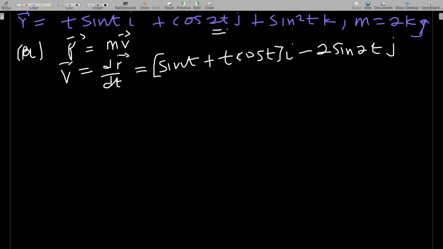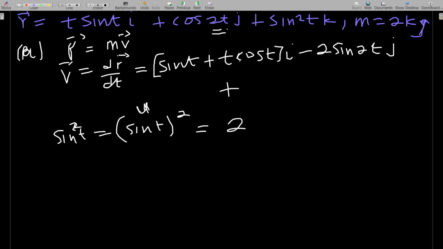Then you come to this one, plus the differential of sine squared t. Now sine squared t can be written as sine t all squared. So you use the chain rule, looking at sine t as u. Then you have 2u times the differential of u. The differential of u, u is sine, so you get cos t. Then you write your u back. Your u is sine t. So this will give you 2 sine t cos t. I hope you get this.